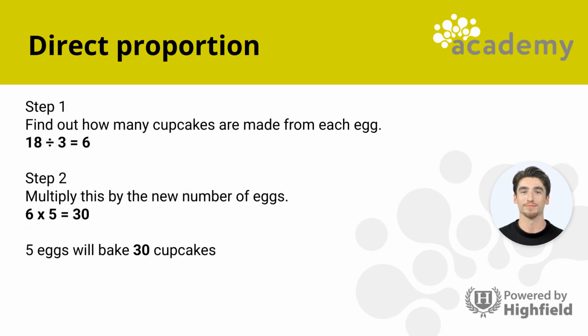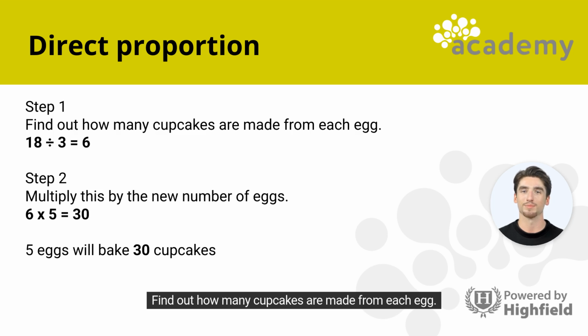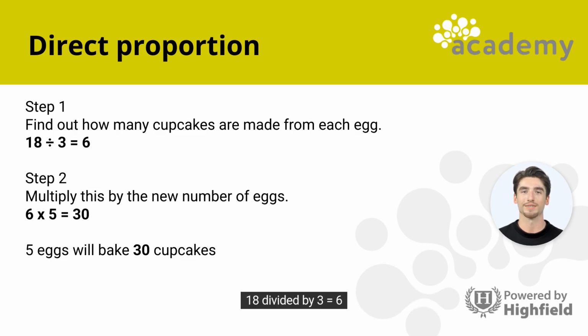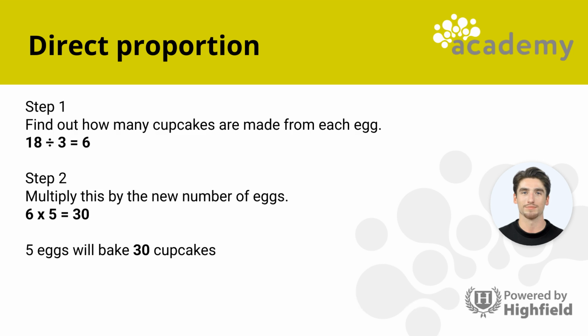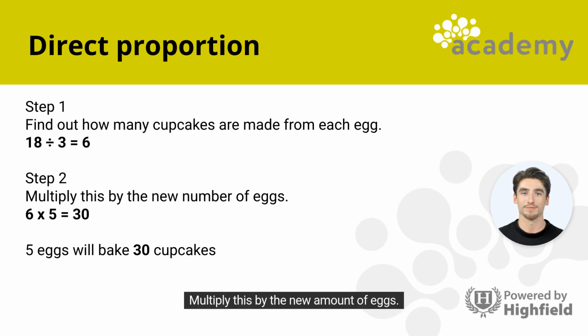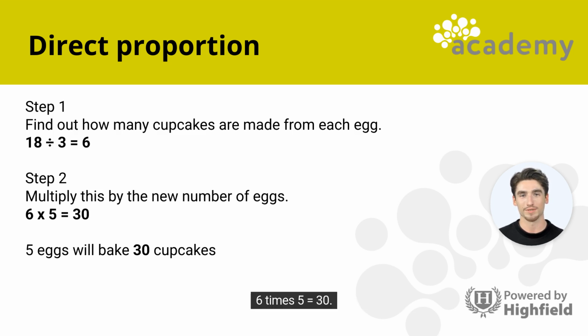Step 1. Find out how many cupcakes are made from each egg. 18 divided by 3 equals 6. So we know that each egg makes 6 cupcakes. Step 2. Multiply this by the new amount of eggs. 6 times 5 equals 30. 5 eggs will bake 30 cupcakes.